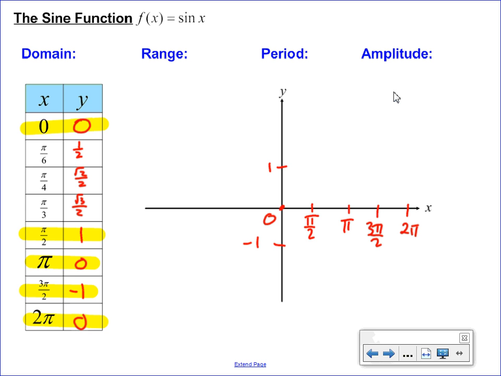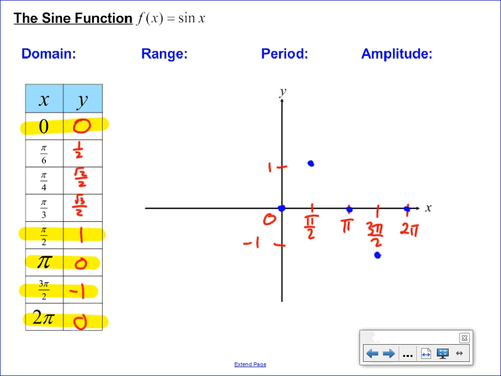0, 0 is at the origin. And then at pi over 2, we go up to 1. Then at pi, we go back to 0. And then negative 1, and then 0. Now, you may have this urge to draw straight lines and make it jagged.